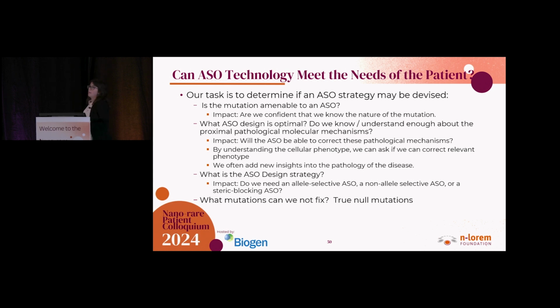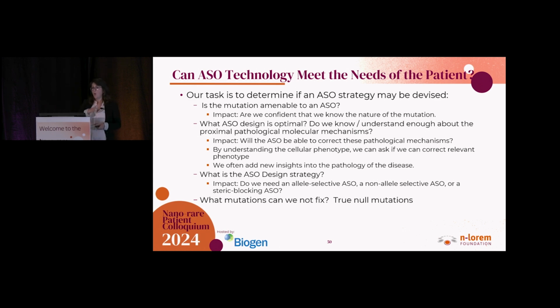Now, lastly, what is the ASO design strategy? What do we need this ASO to do? What exactly is the optimal therapeutic intervention for the particular patient? Do we need an allele selective ASO? And I'm sure you might have heard that before. What does this mean? An allele selective ASO is an ASO that specifically reduces the abnormal mRNA while leaving the normal, the wild type mRNA untouched. And I will show you how we designed that.